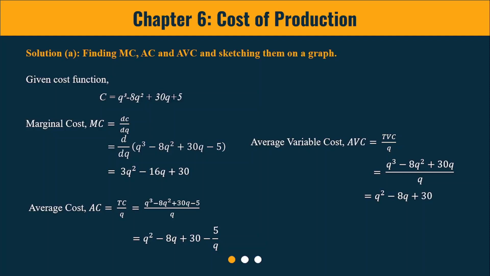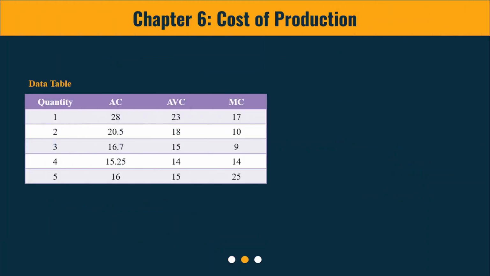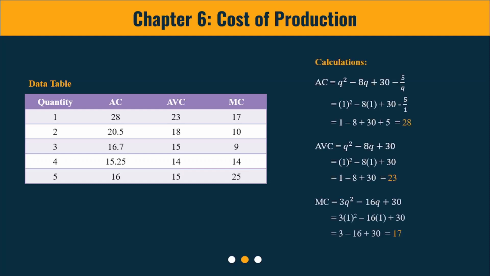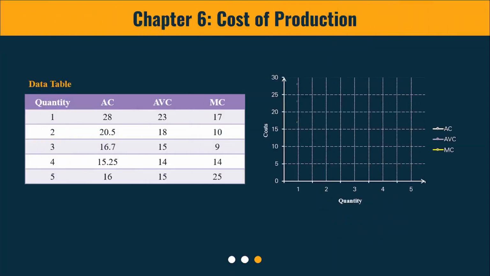Our next step is to sketch them on a graph. To sketch them on a graph, we need a data table, and here is our data table. On the right side of our screen, we can see the calculation of how we calculate our AC, AVC and MC with respect to quantity. After making our data table, we simply plot them on a graph, and on the right side of the screen we can see our graph. That's all about question A. Now we'll move to the next question.